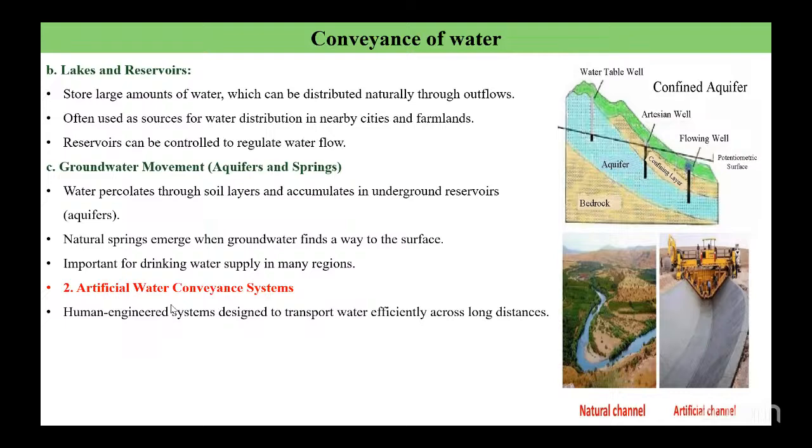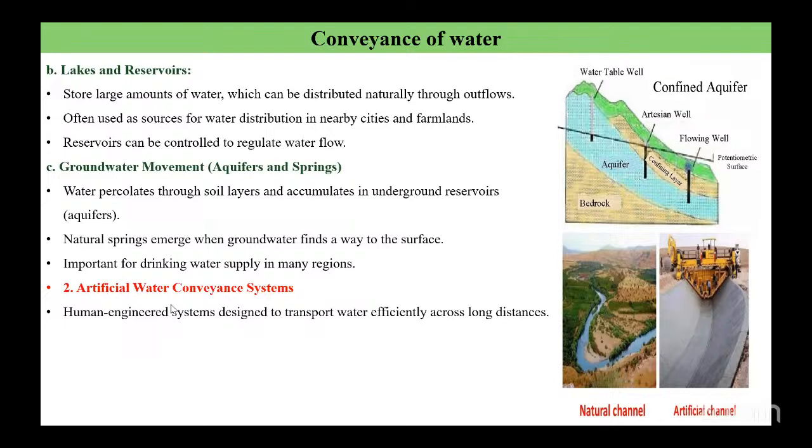As such, reservoirs and dams are mainly used for controlled regulation of water flows to the urban areas, farm areas, agricultural sectors, and wherever the water need is necessary. So these are the lakes and water reservoirs, and then groundwater movement.